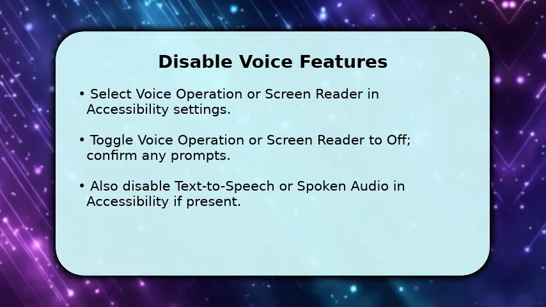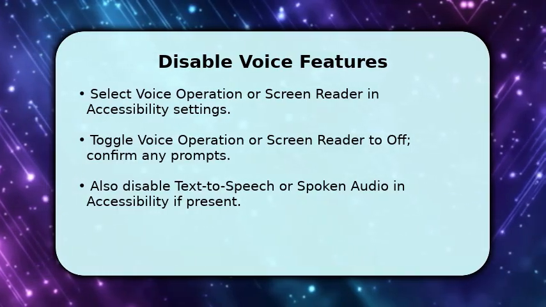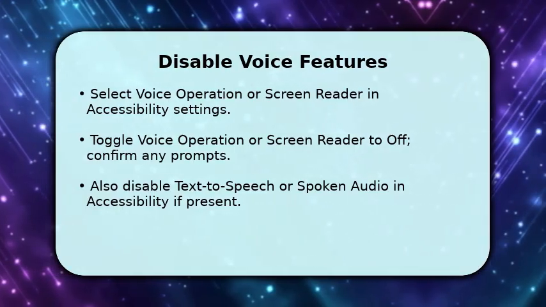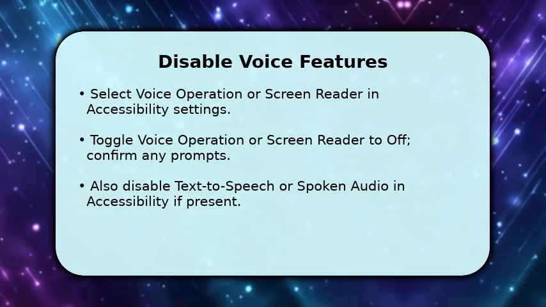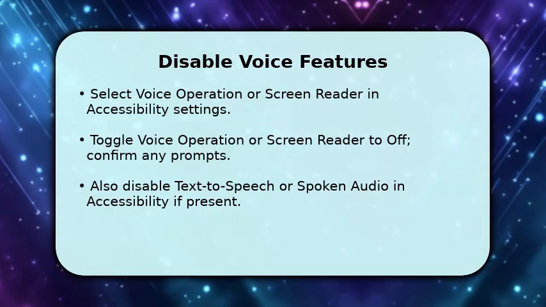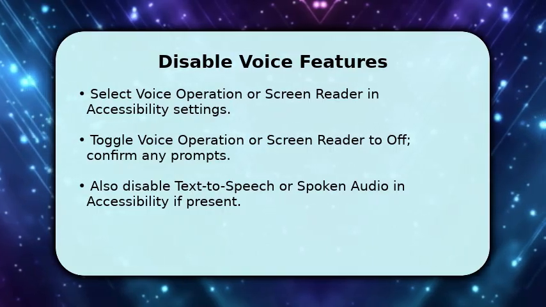While here, check spoken content, text-to-speech, and any audio narration options and switch them off too, because multiple accessibility features can overlap. Once done, return to the home screen and test by navigating menus to verify silence. If anything still speaks, you likely missed a secondary option.